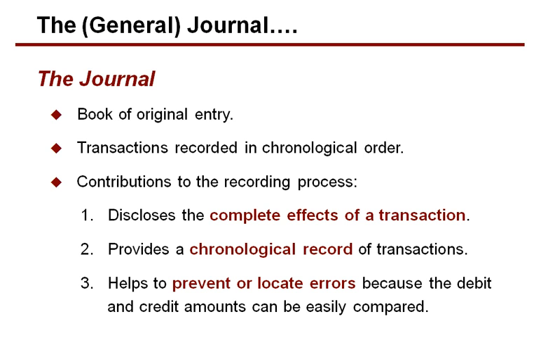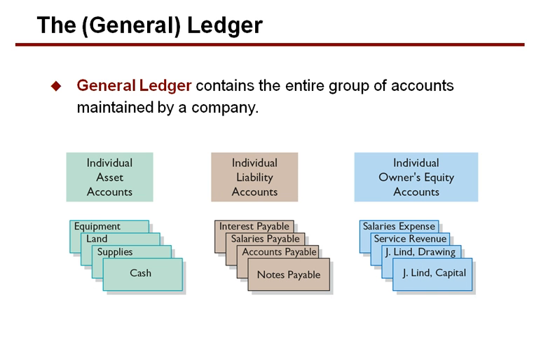The journal, also known as the general journal, we get to that a little later. It's called the Book of Original Entry because it's the first place accounting entries originate. They're placed in there in chronological order as they happen. And a journal shows the complete effects of a transaction, all debits and credits involved. It's in chronological order, and doing it in this fashion helps prevent any mistakes from happening because you can easily see that your debits equal your credits.